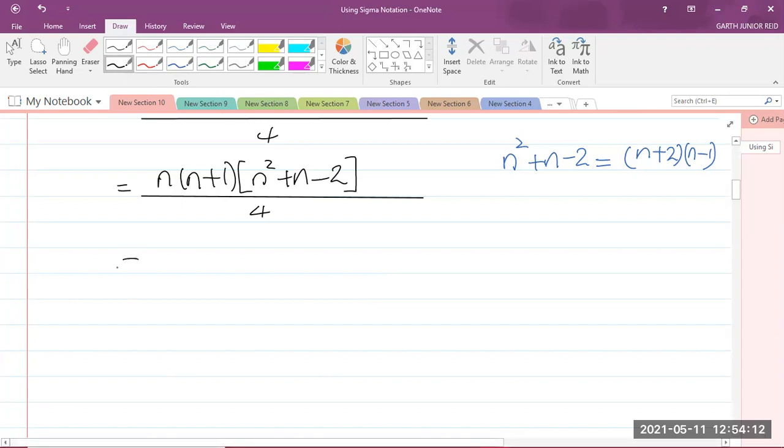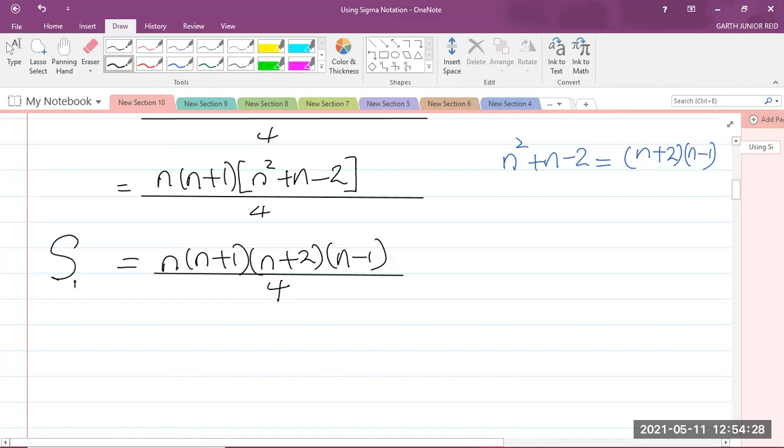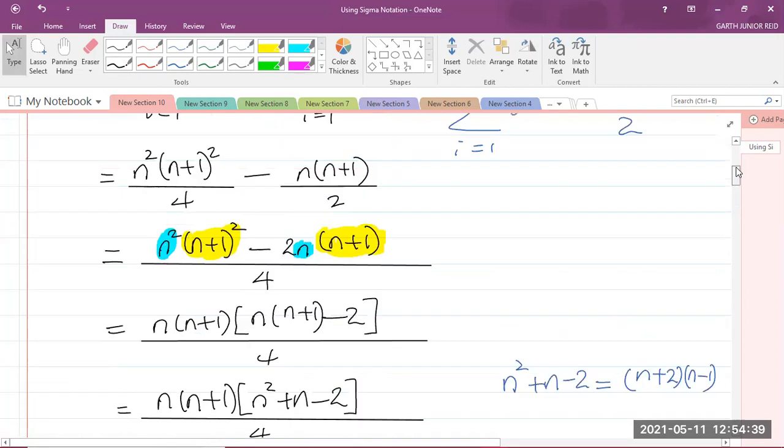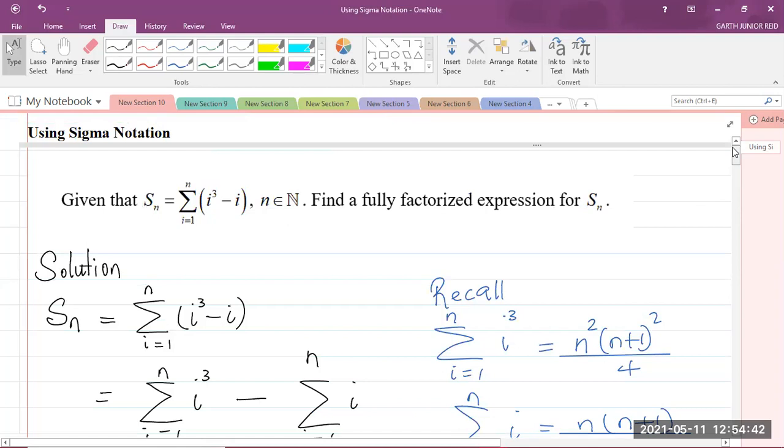Good. So let us write in our factors. We have n times n plus 1 multiplied by n plus 2 multiplied by n minus 1, and we're dividing that by 4. So this is Sn, which is n times n plus 1 times n plus 2 times n minus 1 all over 4. And that is our fully factorized expression for Sn. So we have now completed the question, which is using sigma notation. That's the topic that we're working with in the Pure Mathematics Unit 2 syllabus.